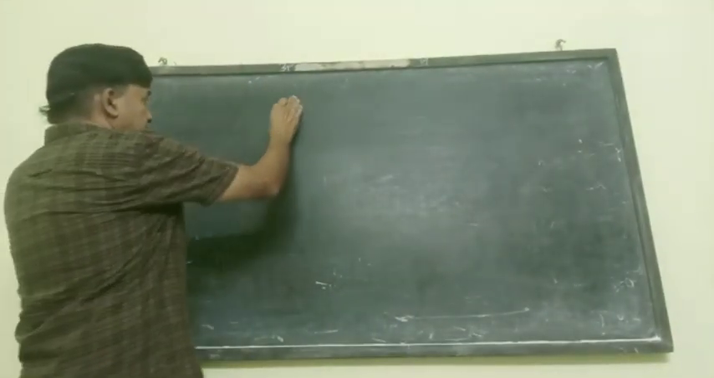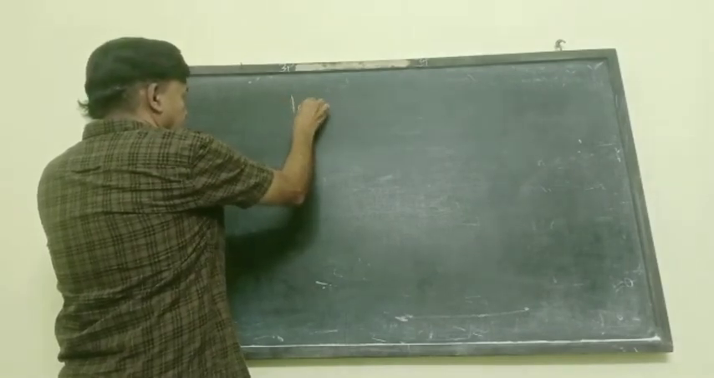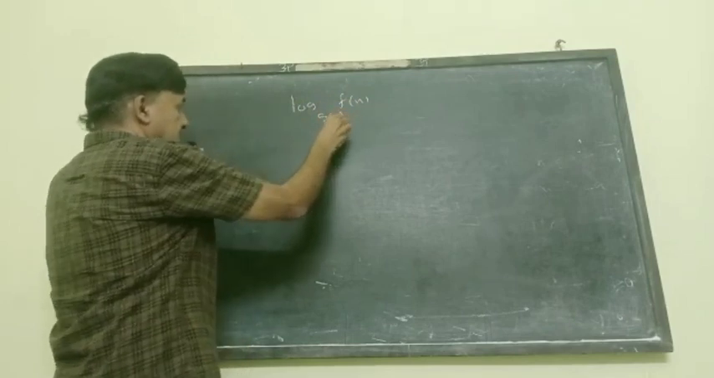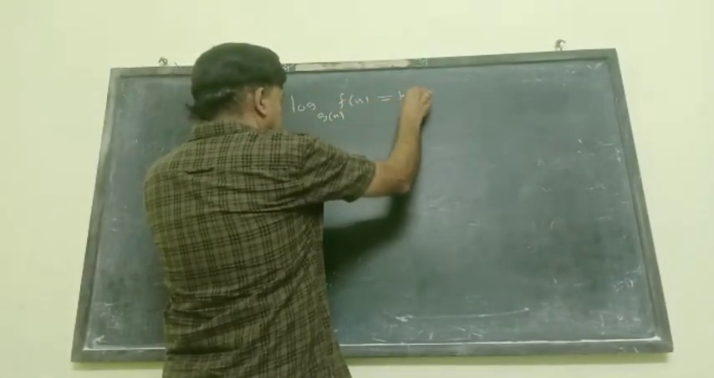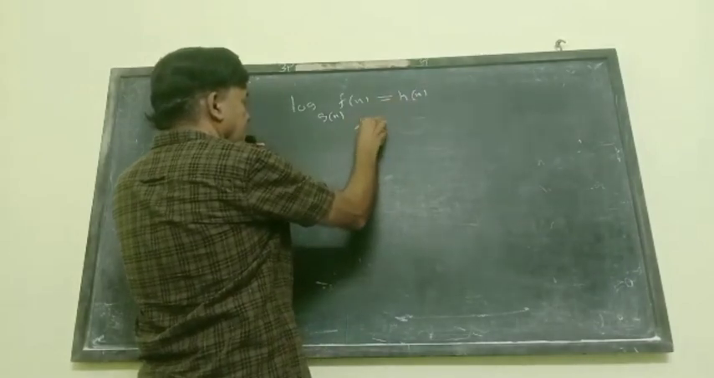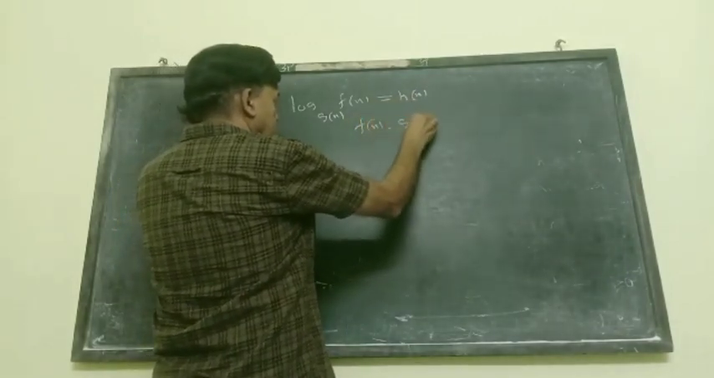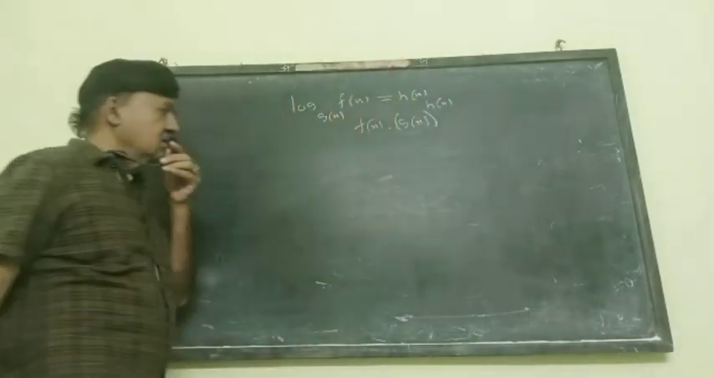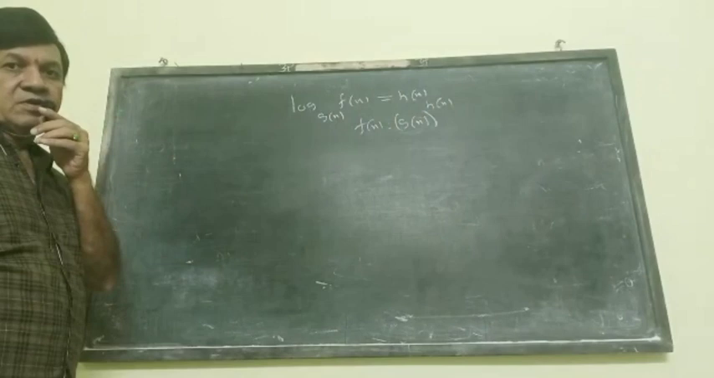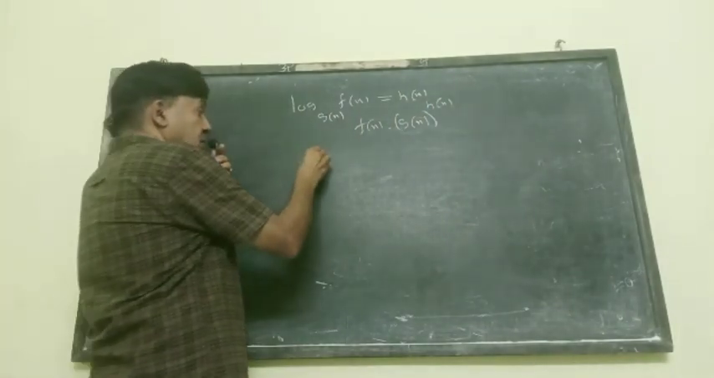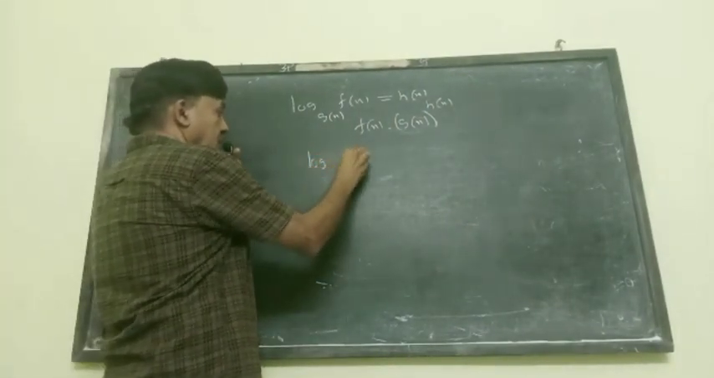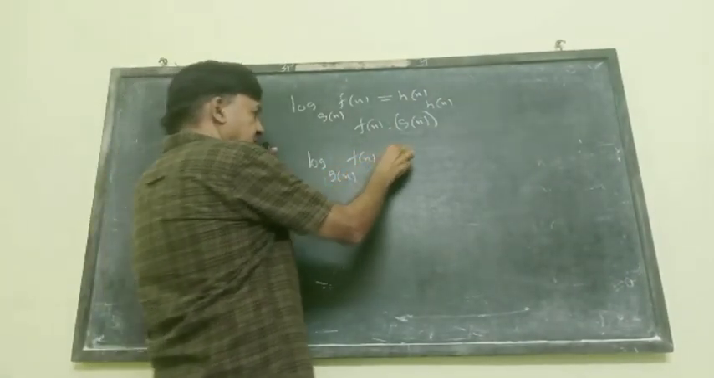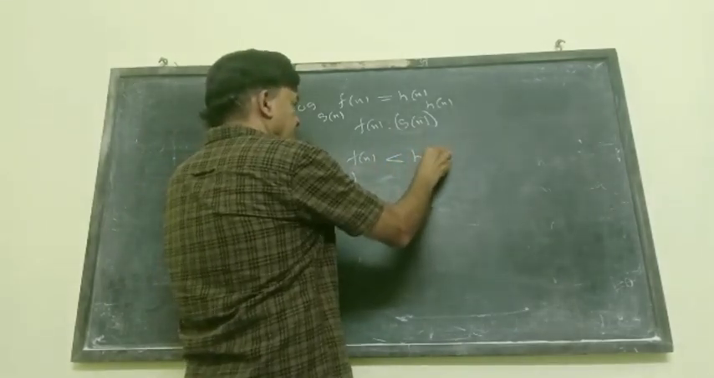The next point is, suppose you are having log f of x to base g of x is equal to, let us say, h of x. Then f of x is equal to g of x whole to the power of h of x. So this is no problem. So when you come across inequality, log f of x to base g of x is, let us say, less than h of x.